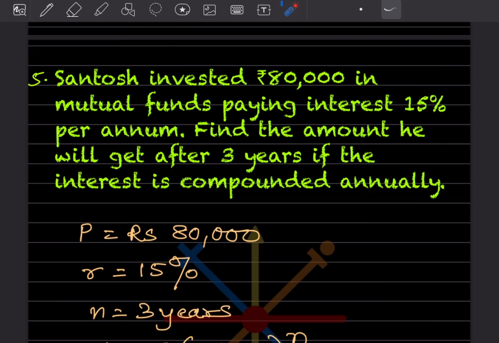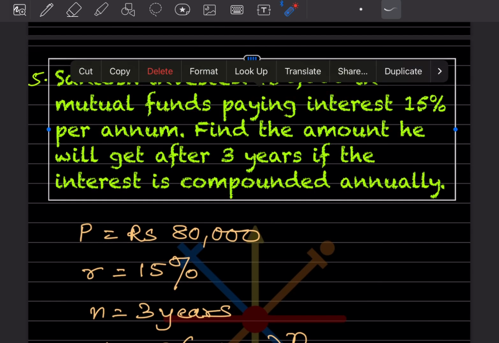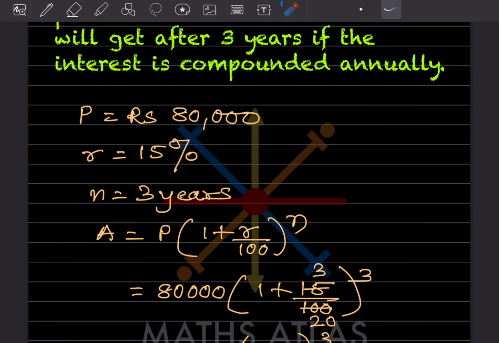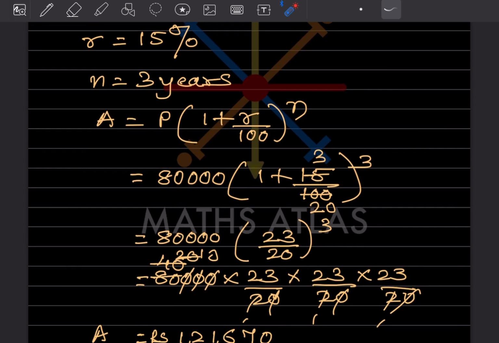Santosh invested rupees 80,000 in mutual funds paying interest 15% per annum, and you have to find the amount he will get after 3 years if the interest is compounded annually. So here this is 80,000 at the rate of 15% and n is 3 years. Again use the same formula, and because the number is bigger, you have to calculate carefully.